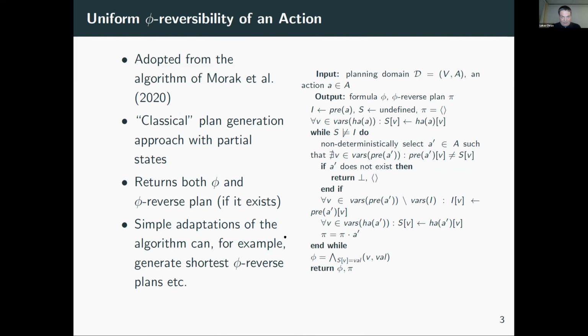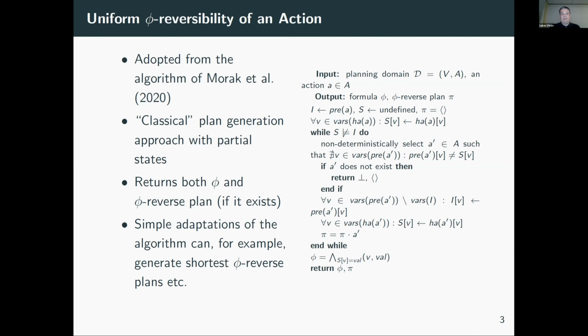Now, we took an algorithm from our previous work and translated it from the STRIPS representation to our state variable representation. The algorithm is basically an adapted classical plan generation approach, which deals with partial states, and at the end it finds not only the reverse plan but also the formula phi in conjunctive normal form that is associated with that reverse plan. The thing is that this setting is kind of saying, well, we can reverse the action under a certain condition, but we don't know the condition up front.